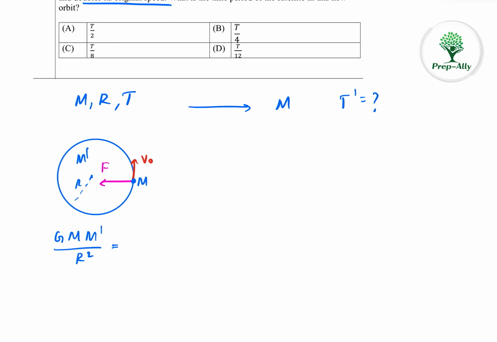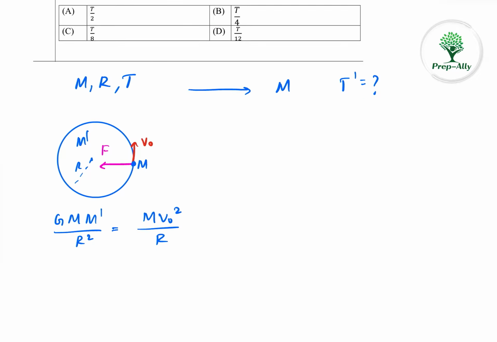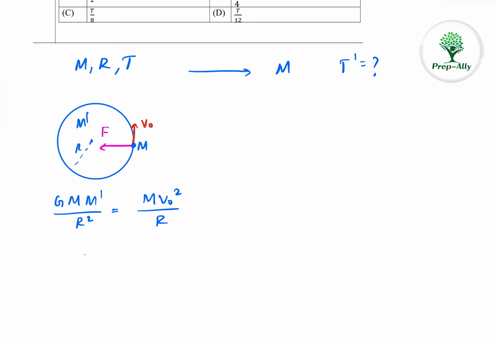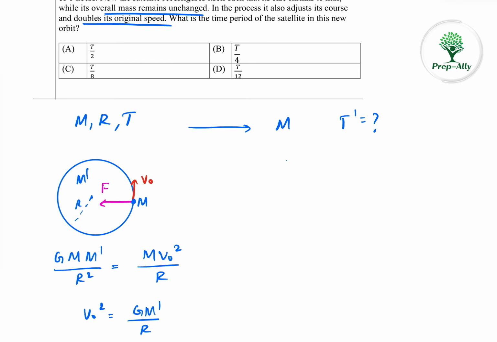This is centripetal force, and centripetal force is given as mass of the orbiting body, orbital velocity square by r, m v square by r. So here we get m cancelling out, and we get v naught square equal to G m dash by r. So v naught is G m dash by r under root. Now here the new orbital velocity is going to be double the old velocity. That is what he says.